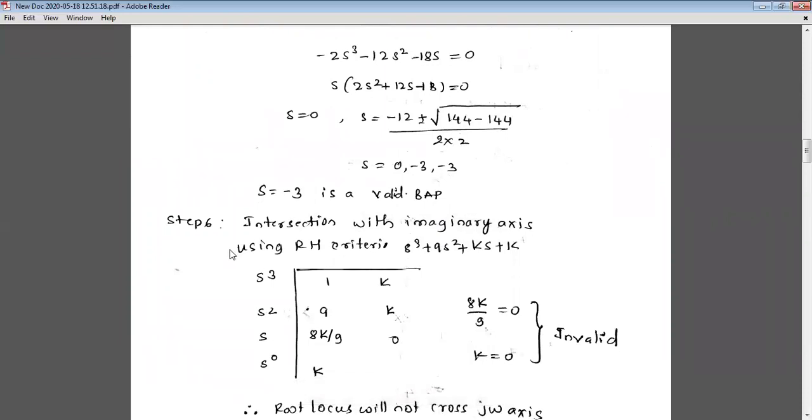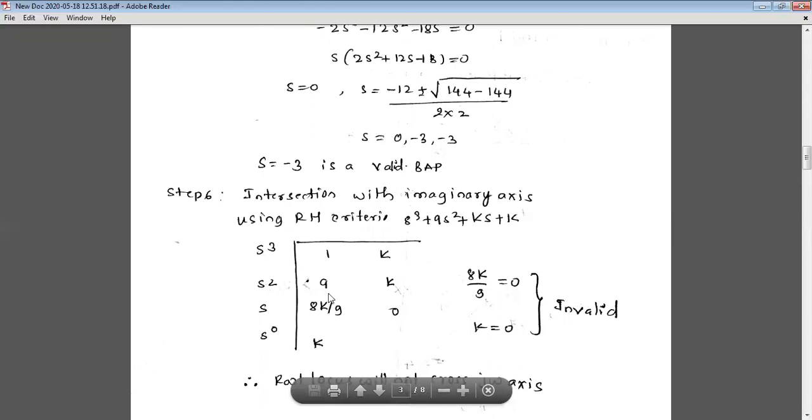Next, step number 6, intersection with the imaginary axis. Using the RH criteria, we have the characteristic equation. So write s cube with 1, k; s square with 9, k. Using the RH tabulation, s to the 1 will be 8k by 9, 0 and k. So we need to find the marginal value of k as well as the intersection with the imaginary axis.